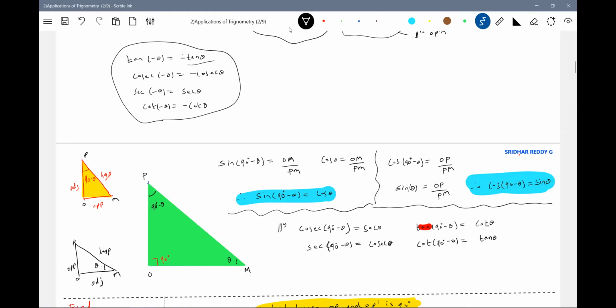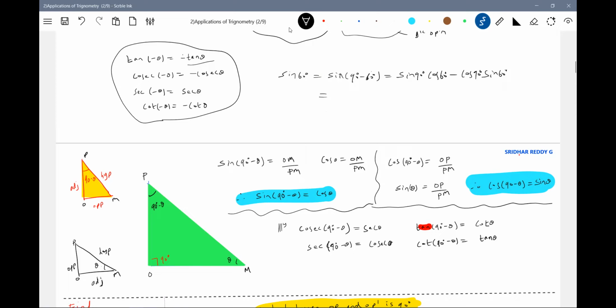If you're not understanding this, we'll do one thing. Sine 60 degrees, how much? Root 3 by 2. Cos 30 is how much? Root 3 by 2. Suppose sine 60 degrees is there. Can I write it as sine of 90 degrees minus 60 degrees? So this will become sine 90 cos 60 minus cos 90 sine 60.